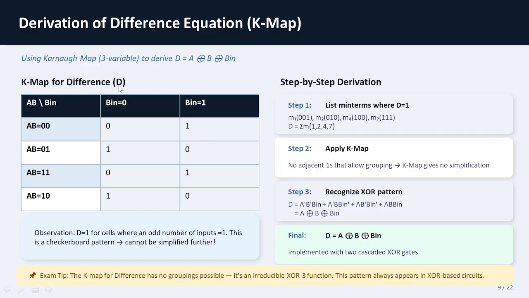So using this checkerboard, can you make a group of two? No, right? Can you make a group of four? No, right? Can we make a group of eight here? No, right? So why? Because you are getting your ones alternately, right? So you can't group them, right? So that's why we can't group them, right?